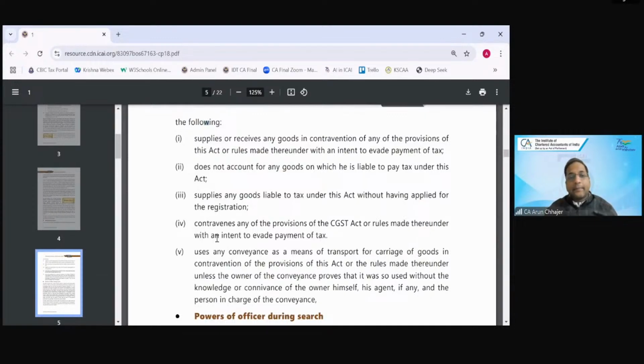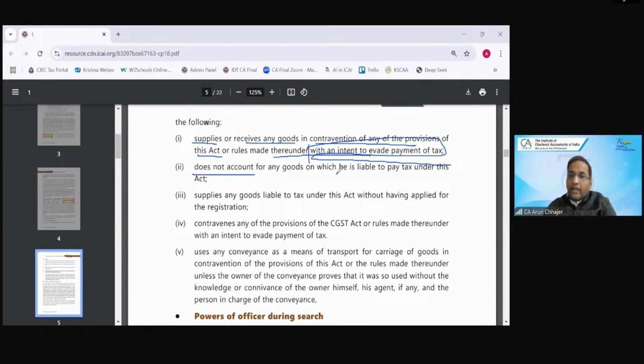क्या करता है? Supplies or receive the goods in contravention of the provision of the act or the rules made thereunder. But what is the point? With an intention to evade the payment of tax. मतलब मेन प्राइमरी पॉइंट क्या है? इंटेंशन होना चाहिए इवेजन का. अगर इवेजन का इंटेंशन नहीं है, then they cannot be confiscated under section 130.